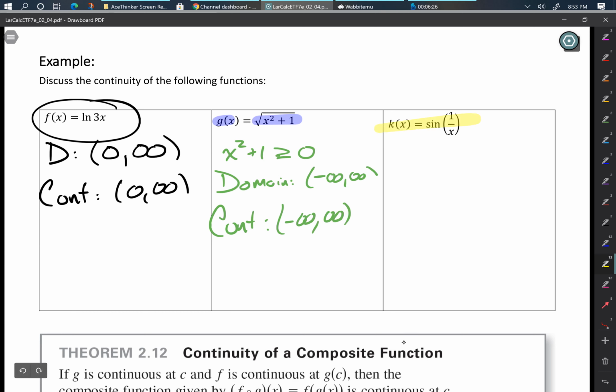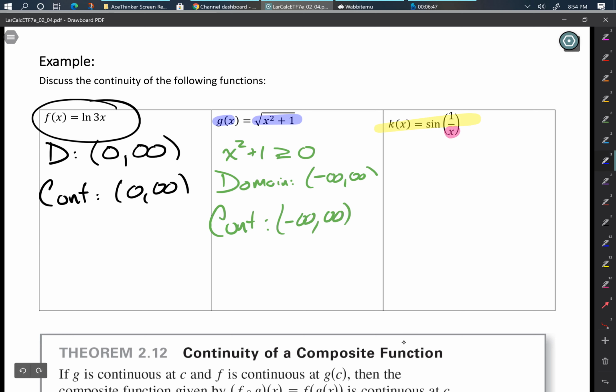How about k of x equals sine of 1 over x? Where is it continuous? Well, sine is continuous everywhere. So as long as 1 over x is defined, it's continuous. But 1 over x has issues. 1 over x has an issue if x is equal to 0.